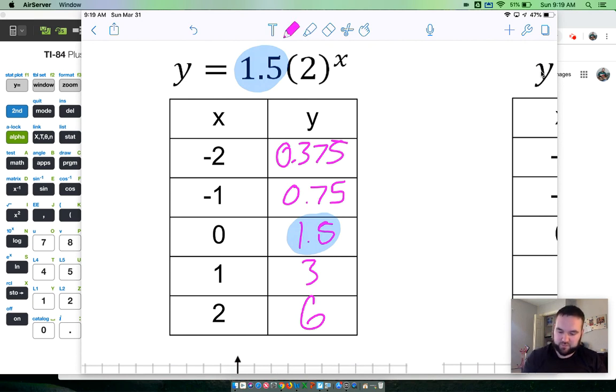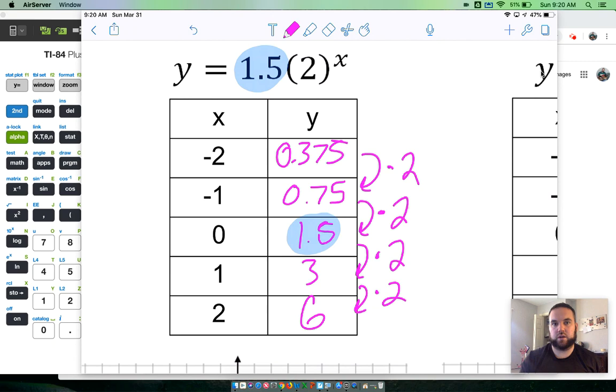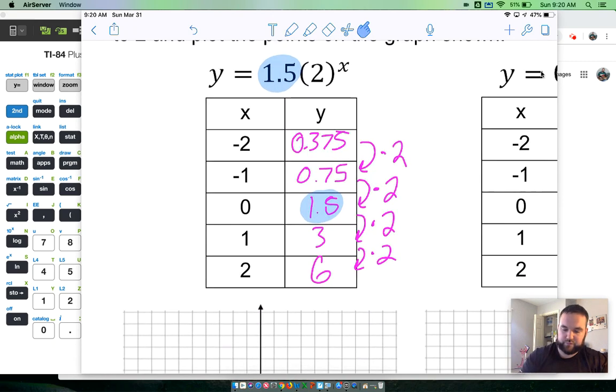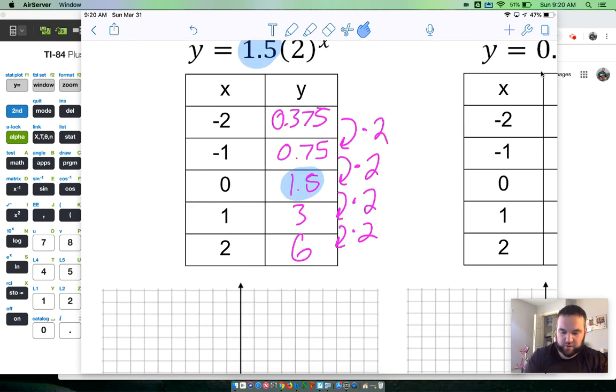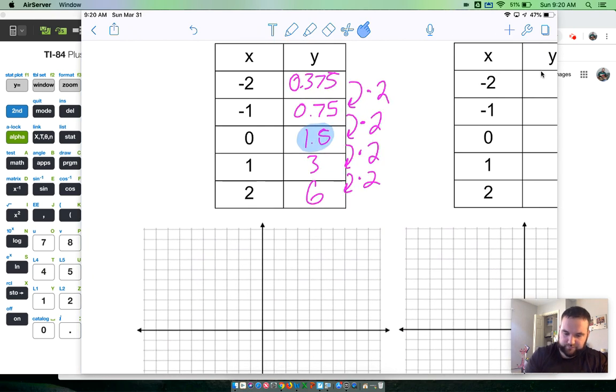And then if you look at the pattern, what's happening as I go from value to value, that's where that growth or decay factor comes in. Since I'm multiplying by 2, the numbers are getting larger. So technically 2 would be called a growth factor. But just a heads up, that's where those numbers are coming from. Let's see what this graph looks like.